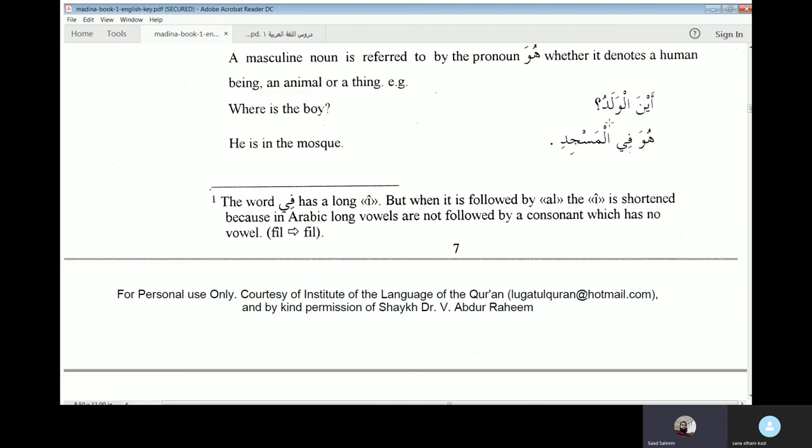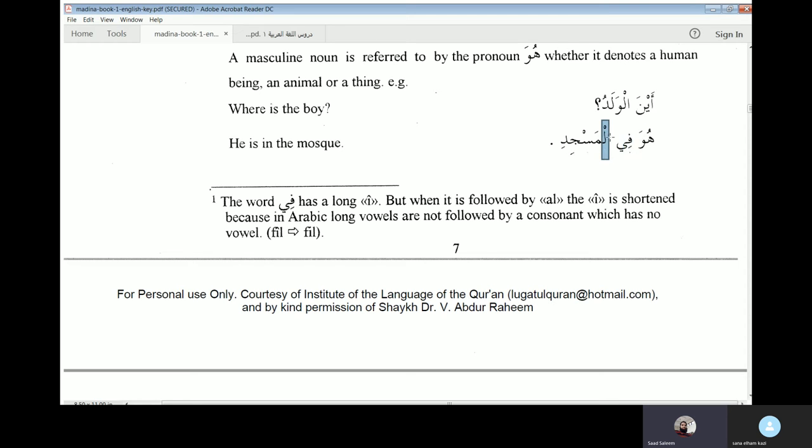Let me tell you. In Arabic, there are three madda. First is known as alif madda, second is known as ya madda, and third one is known as waw madda. Ya madda means sukoon on ya, and before ya we have kasra. So this word, when written separately, is pronounced like fi. I have elongated the pronunciation of ya, fi.